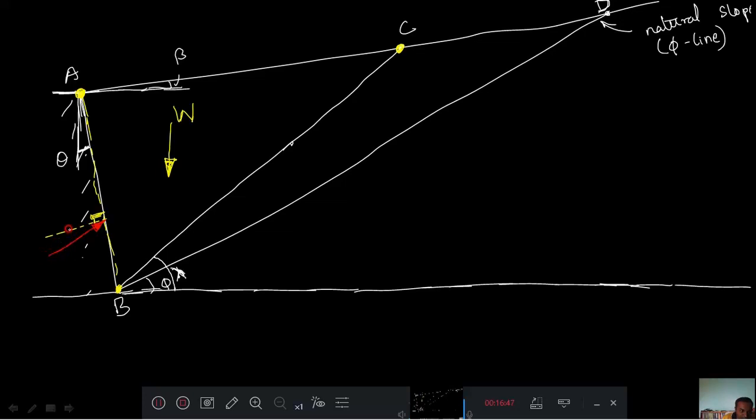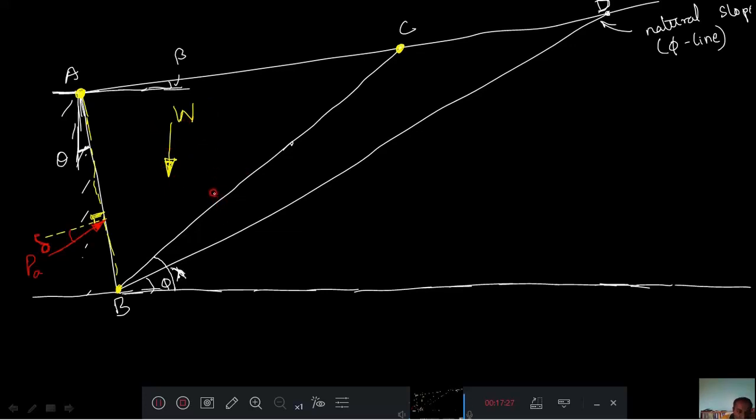Okay, then what is this angle? This is delta. Normal to the surface, if there is no friction, then it will be perpendicular to the surface. Then there will be one resistance offered by the soil. This is soil, no? Here the entire soil is there. This soil will hold this wedge upward.